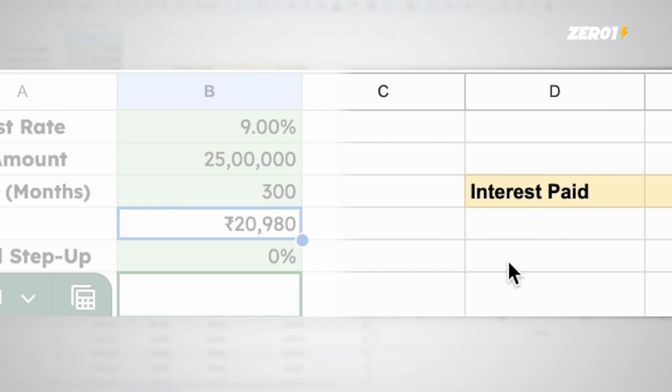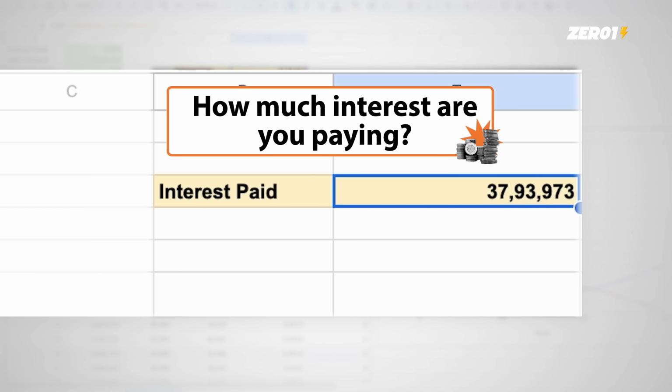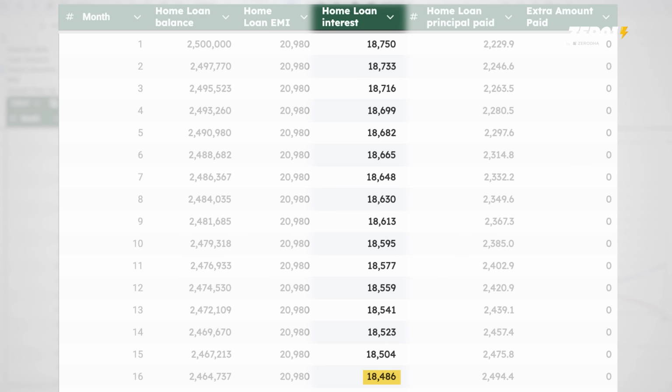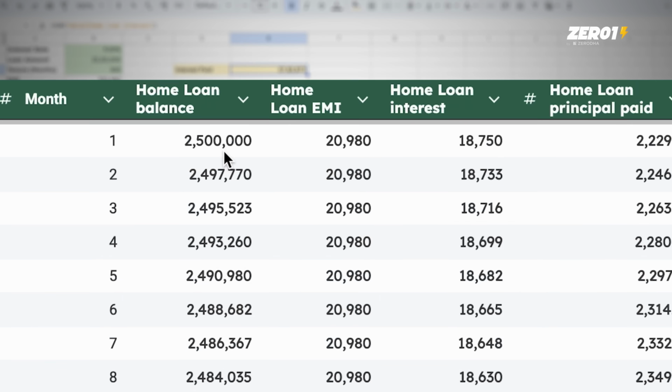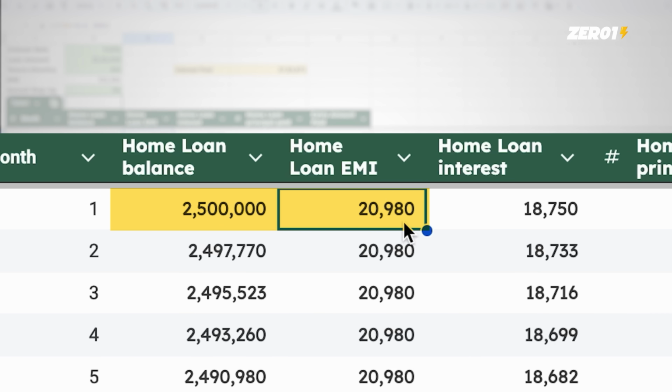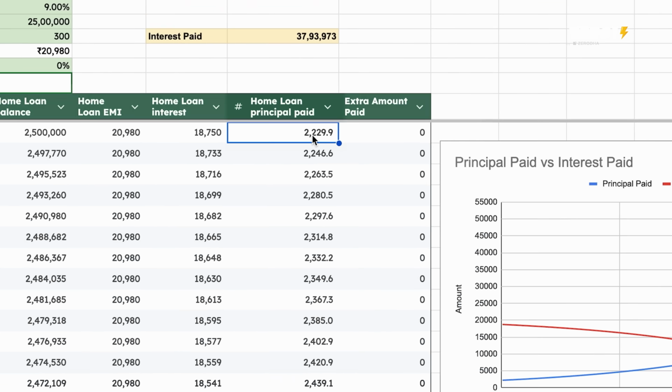Does that sound affordable? It does, not much, right? But let's look a little closer. How much interest are you paying? 37 lakhs. Above 25 lakhs. Exactly. So you're paying 25 plus 38 lakhs on this. Now, a very large portion of the EMI that you're paying out of this 20,000 is the interest. So over here we can see the home loan balance in month 1 is 25 lakhs, and the home loan EMI is 20,980. The interest is 18,000. So out of 21,000, roughly 18,750 is going to the interest part, and only 2,000 is going towards the 25 lakhs. That's a very weird strategy.